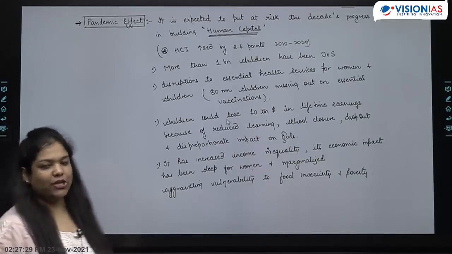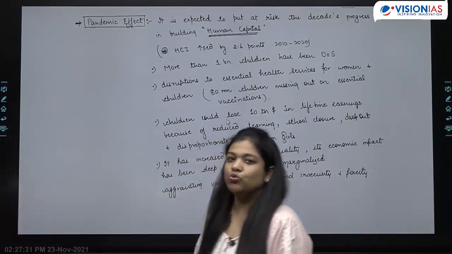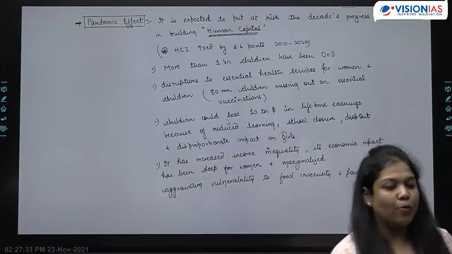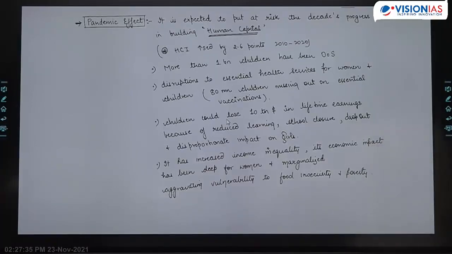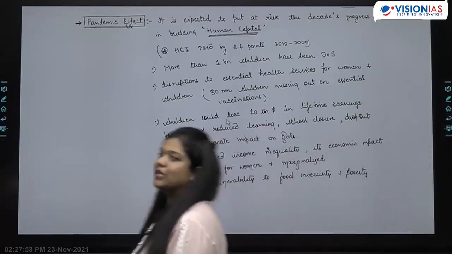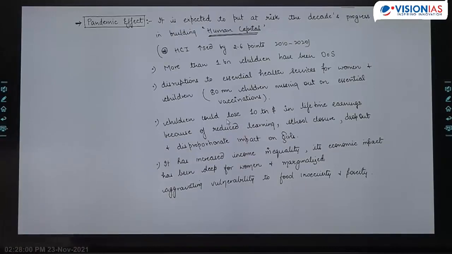Obviously, essential health services have been disrupted, students have been out of school, then economic dislocations and distress has happened, right? Because of which the learning opportunities for children has declined, dropout rate is high, schools have been closed down, disproportionate impact on girls, vulnerability to food insecurity and poverty has aggravated, income inequalities have increased. Okay, so all of that can be written as an impact of pandemic on human capital formation potential.